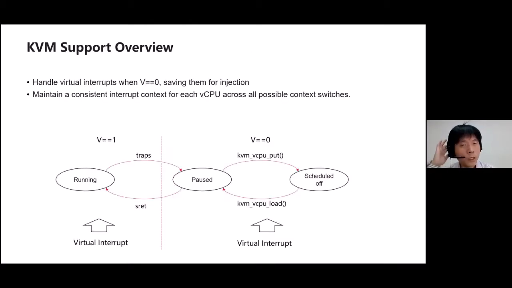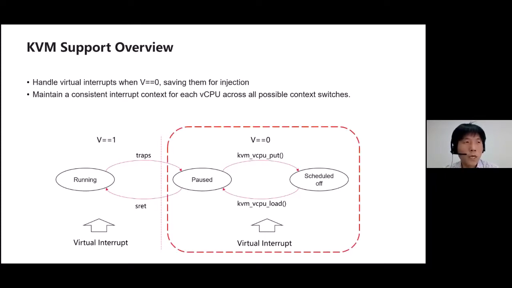To support the above interrupt controller extension, the KVM's main task is to handle the interrupt when V equals 0 and to maintain a consistent interrupt context for each vCPU. The vCPUs in KVM essentially are in one of the three states shown in this state transition diagram. KVM's main task concentrates on the right portion. When the vCPU is in the paused and scheduled off state, the KVM handles the virtual interrupts, saving them for injection if necessary. When the vCPU transitions between the two states, the KVM performs necessary context maintenance in the KVM vCPU put and KVM vCPU load functions.